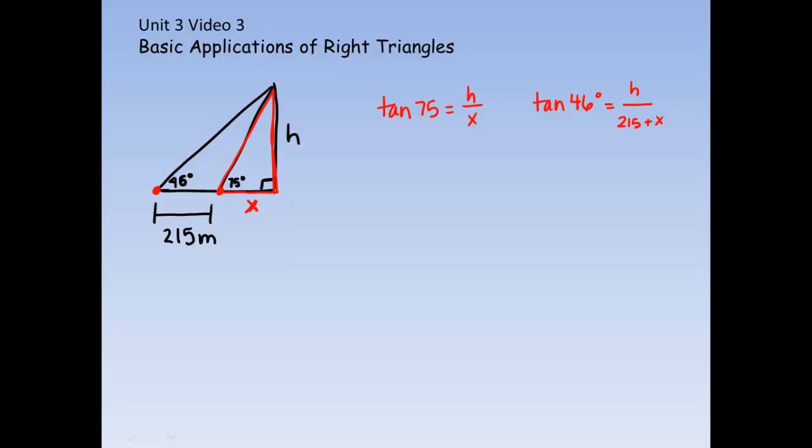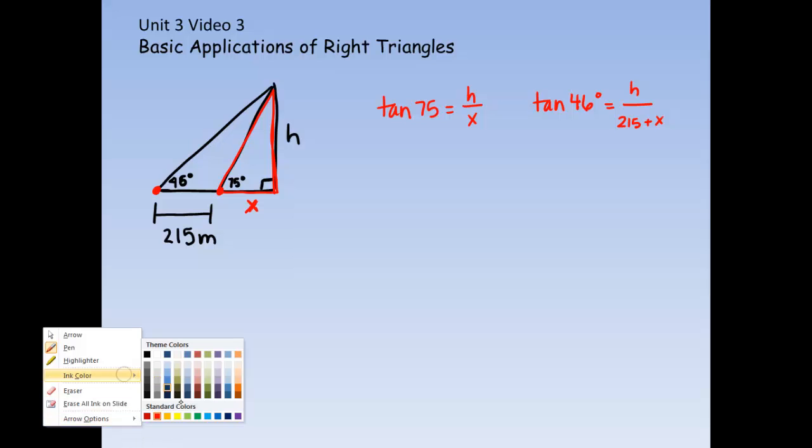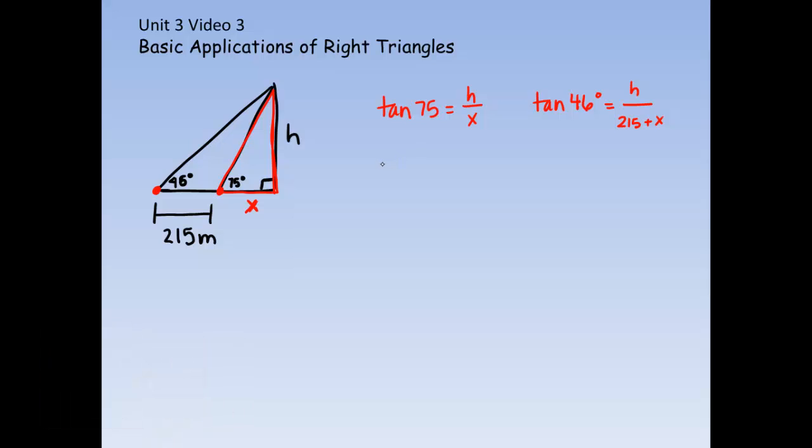So I'm going to solve these both for h. So this one is going to be x times the tangent of 75 equals h, while this one is 215 plus x times the tangent of 46 equals h. And that just takes the denominator and multiplies it to the other side. Since they both equal h, and h in my picture is exactly the same height, I'm able to set these equal because they share the same height. They share the same opposite. So I'm setting them equal to each other.